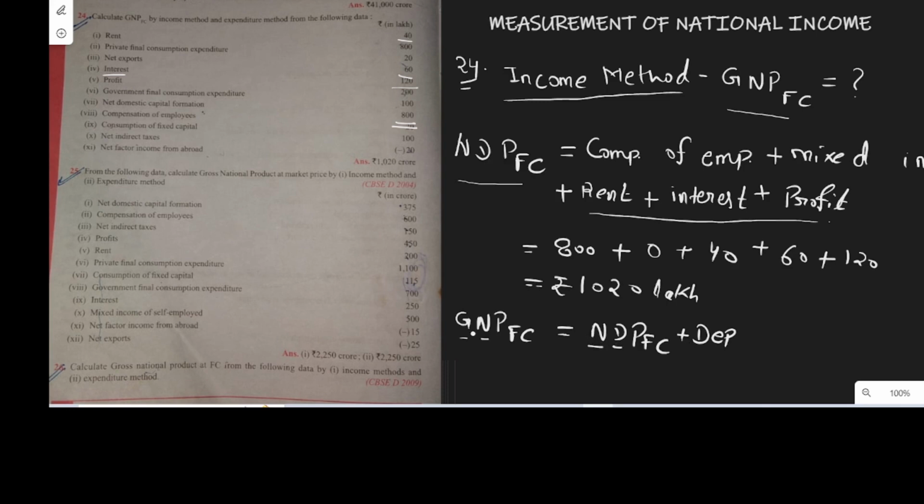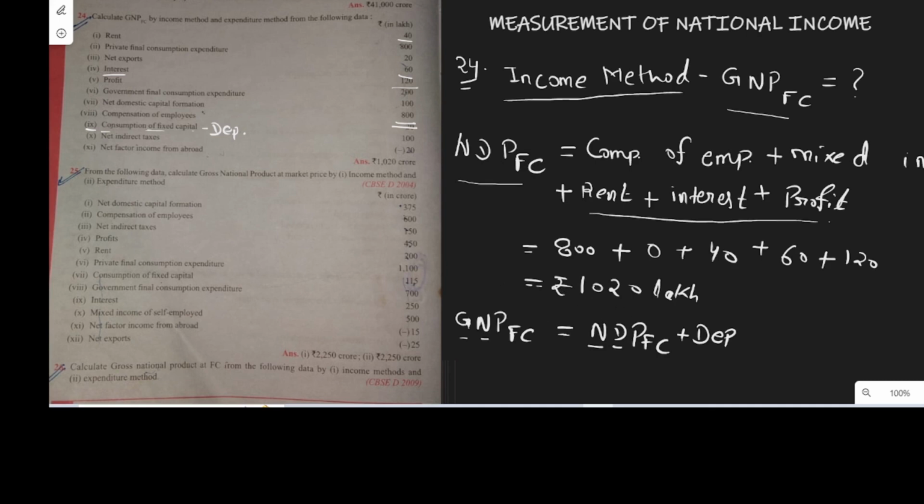This is domestic, this is national. From domestic to national, we have to make a change. So for that, we add net factor income from abroad. First, we will see, are we given depreciation? We are given consumption of fixed capital. And as you know, consumption of fixed capital is another name of depreciation. So we can write depreciation or consumption of fixed capital, doesn't matter.